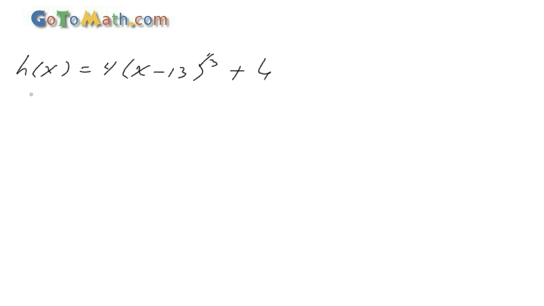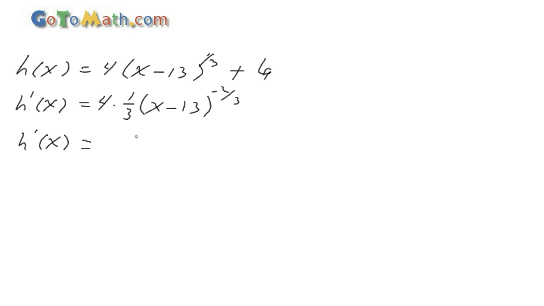So the first thing we want to do is go ahead and take the derivative. So we have h prime of x is equal to 4 times 1/3 x minus 13, and that's going to be raised to the negative 2/3, and then the derivative of 6 here is going to be 0. So I'm going to go ahead and rewrite this with positive exponents.